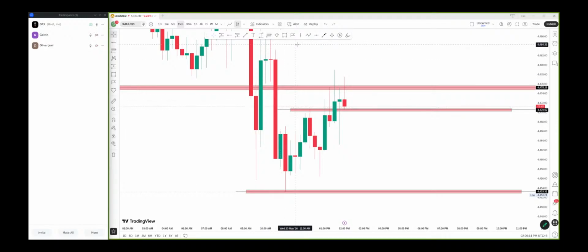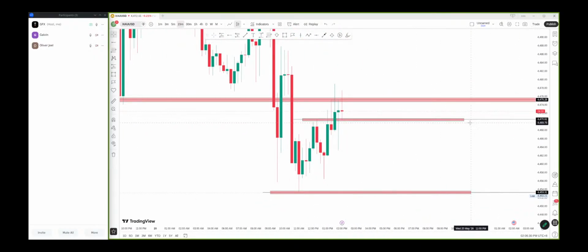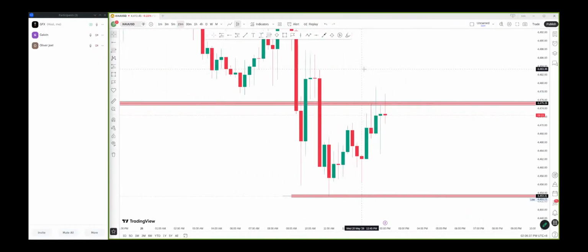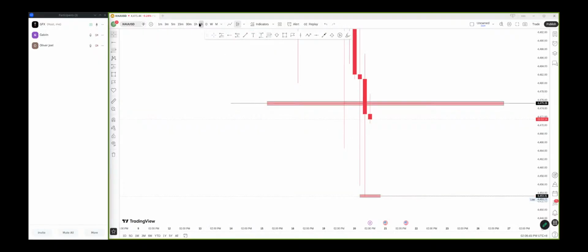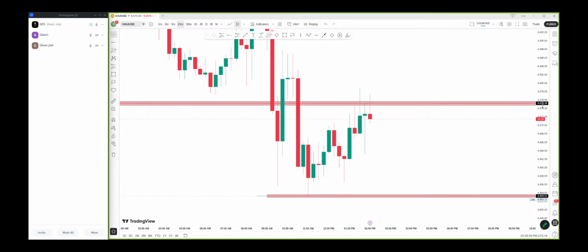And this is our resistance here, so I would like to see the body closing below. Close below, that would be a better setup. Or even a doji. Oh man. Yeah, I want to see a 15 closure first.